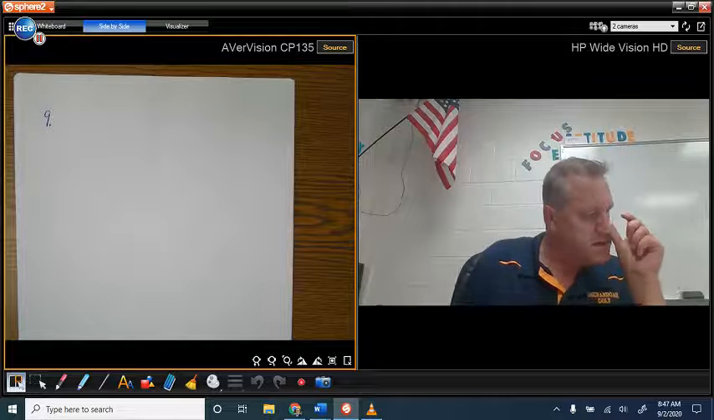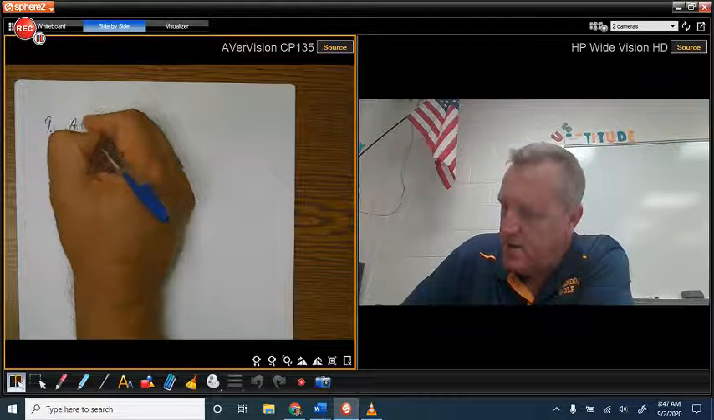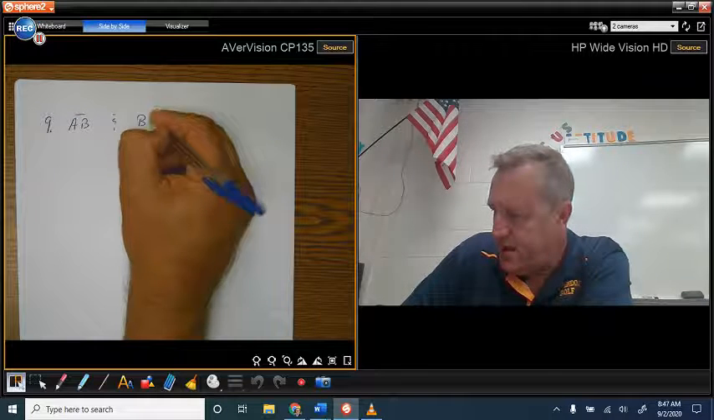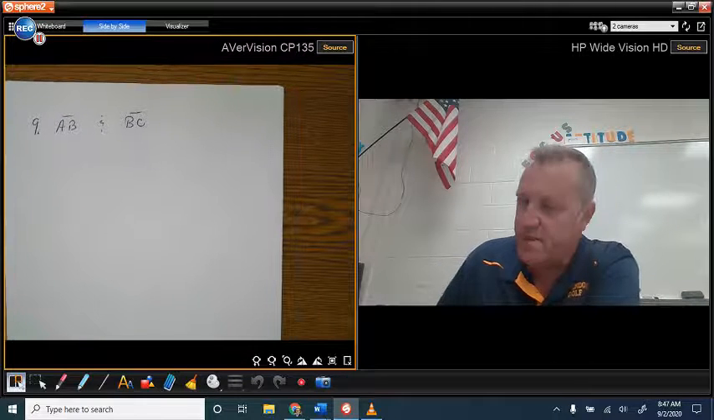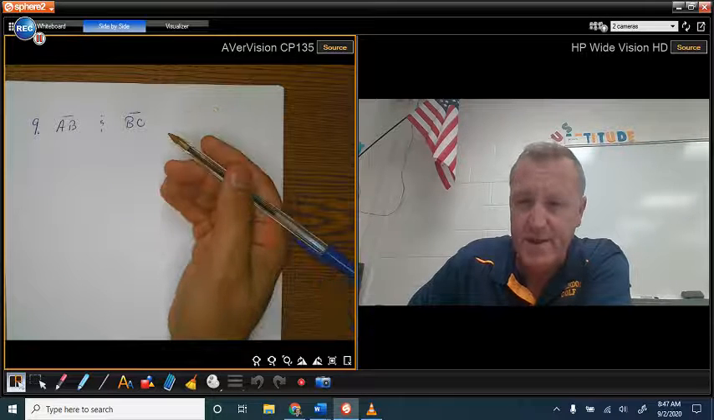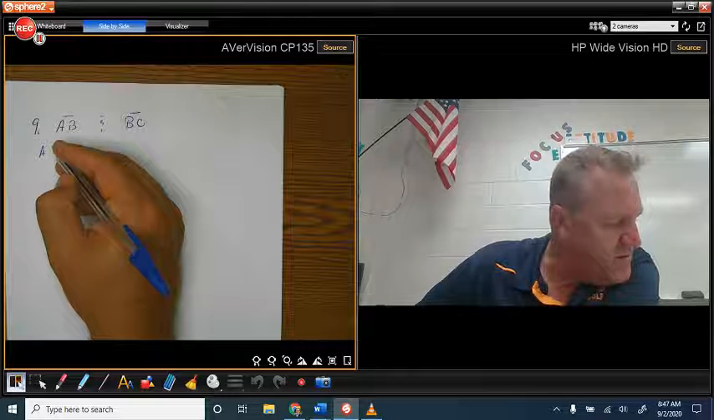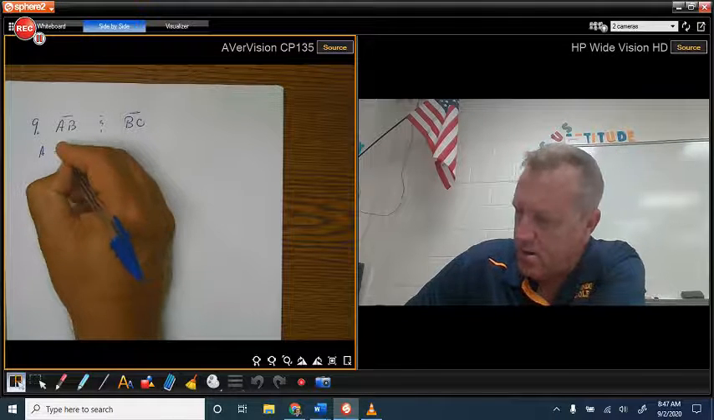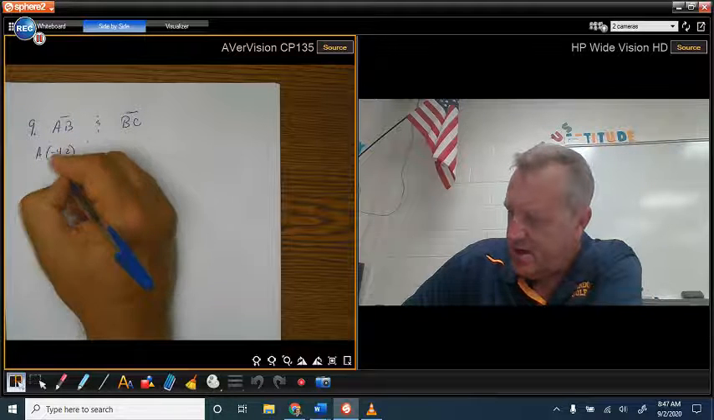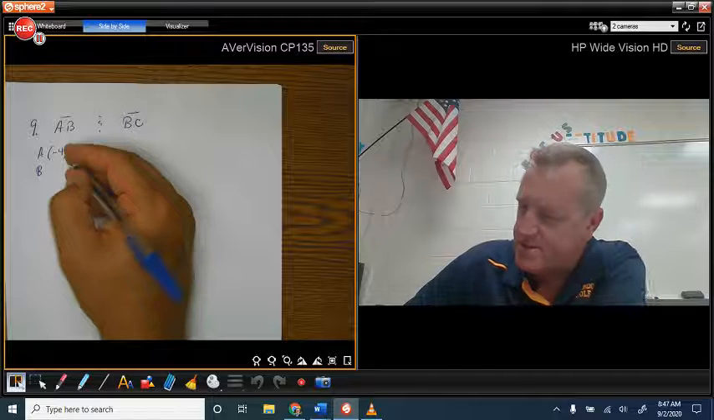All right, so number 9 says determine whether given segments have the same length. Justify your answer. Well, we can't just get the ruler out. That doesn't work. So they want us to figure out if AB and BC have the same length. Well, first of all, let's find the coordinates of AB. I'm not going to recreate that picture over there. A has a coordinate of -4 and +2. And B has a coordinate of 1 and then +4.